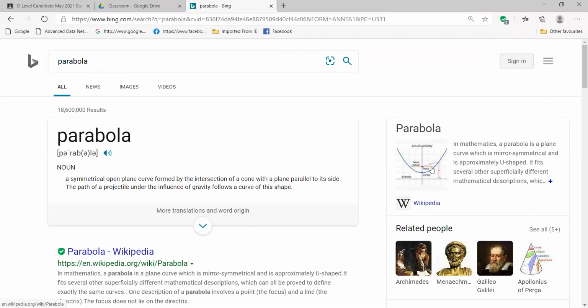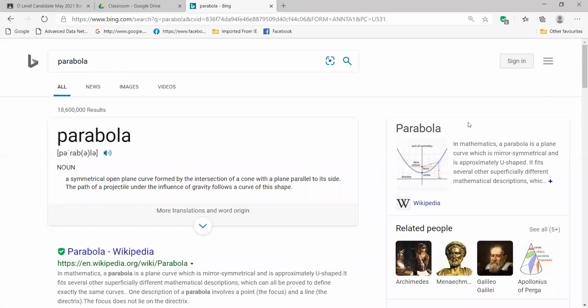You see the diagram? Hello, Tamjid. Yes, sir. You can see this diagram, parabola, right side. Can you read this in mathematics?